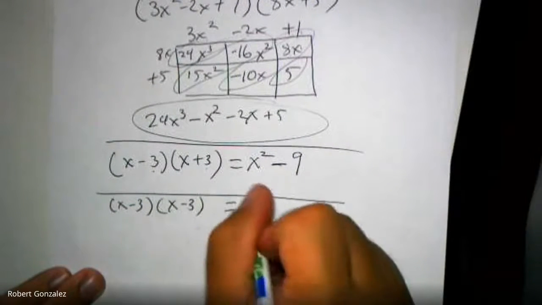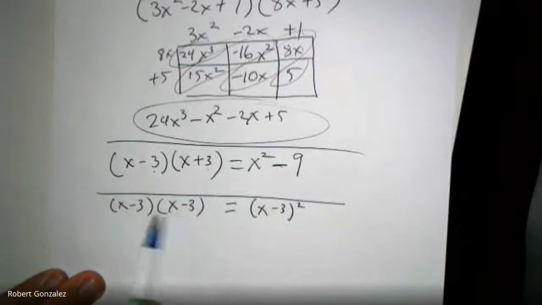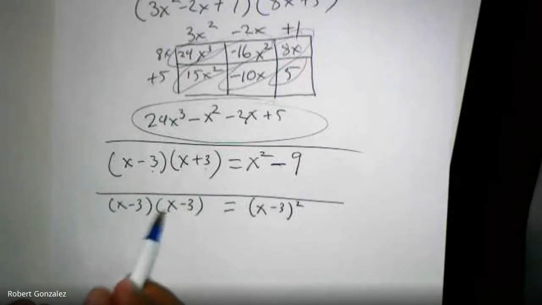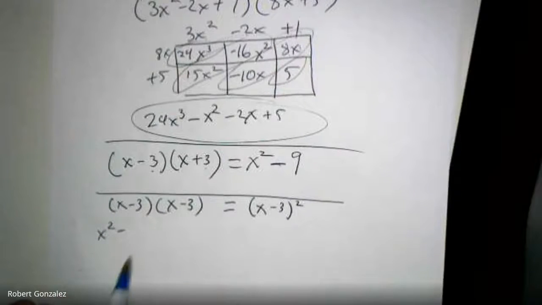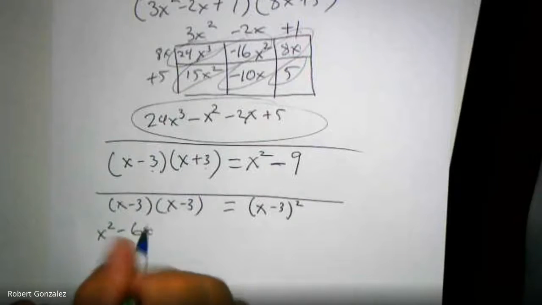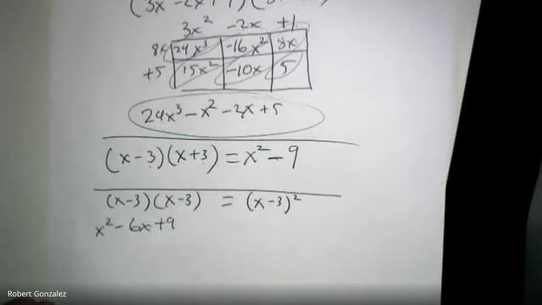This one is the same as x minus 3 squared. Now, you can still do the box. You can also memorize the pattern. The pattern is first one squared, and then minus 2ab. So 2 times x times 3 is 6x. And negative 3 times negative 3 is plus 9. I don't expect you to remember that.